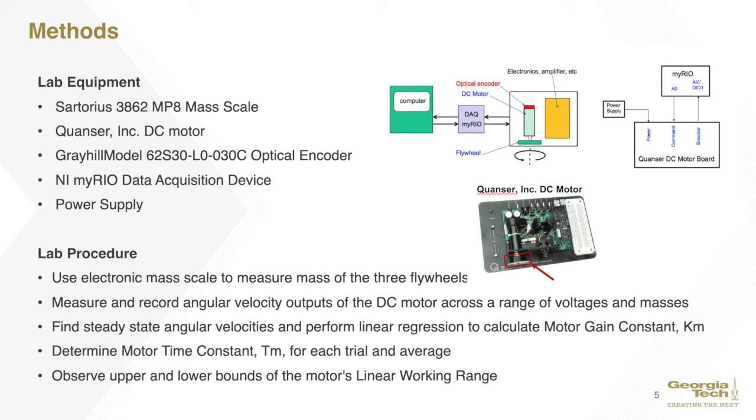The procedure for this lab was to first use the electronic mass scale to measure the mass of each flywheel. We're then able to run multiple trials across a range of voltages and masses and record the angular velocity outputs of the DC motor. Using these trials, we could find the steady-state angular velocities and perform a linear regression to calculate the motor gain constant. Additionally, with these motor response trials, we were able to determine the motor time constant for each trial and average that across the board. Finally, by inputting a wide range of voltage inputs and looking at the response of the setup, we could determine the motor's linear working range.